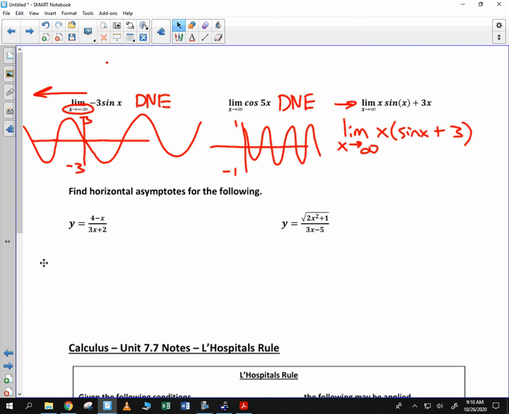The biggest value that sine can be is positive 1. The smallest it can be is negative 1. So at best, you're going to get 1 plus 3, which is 4, so you get 4x. At worst, you would get negative 1 plus 3, which is 2. You get 2x. Well, whether you get 4x or 2x or something in between there, if you plug in a very large number, you're going to get infinity as a result. So the answer is infinity.